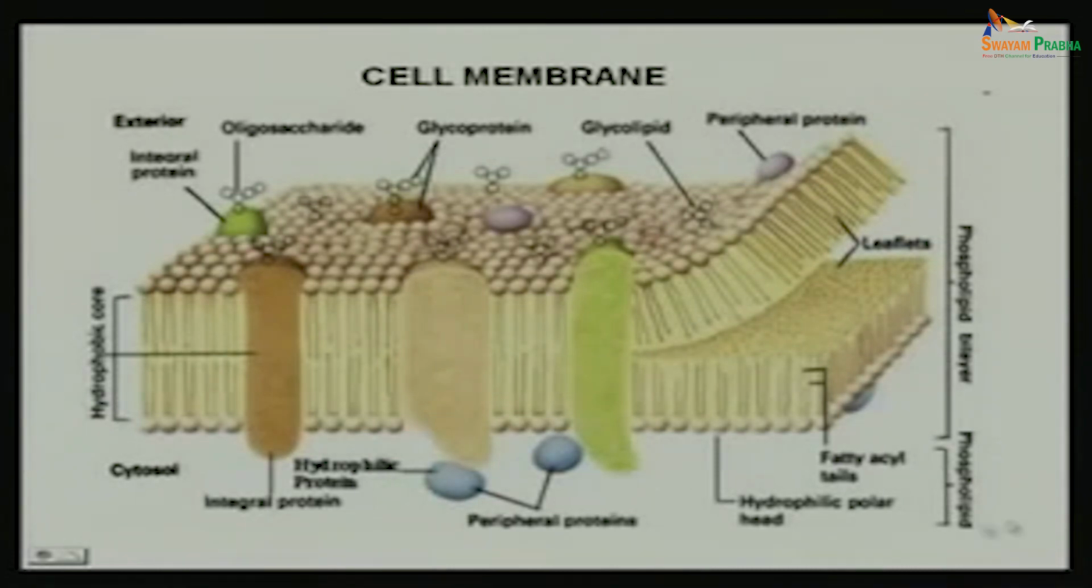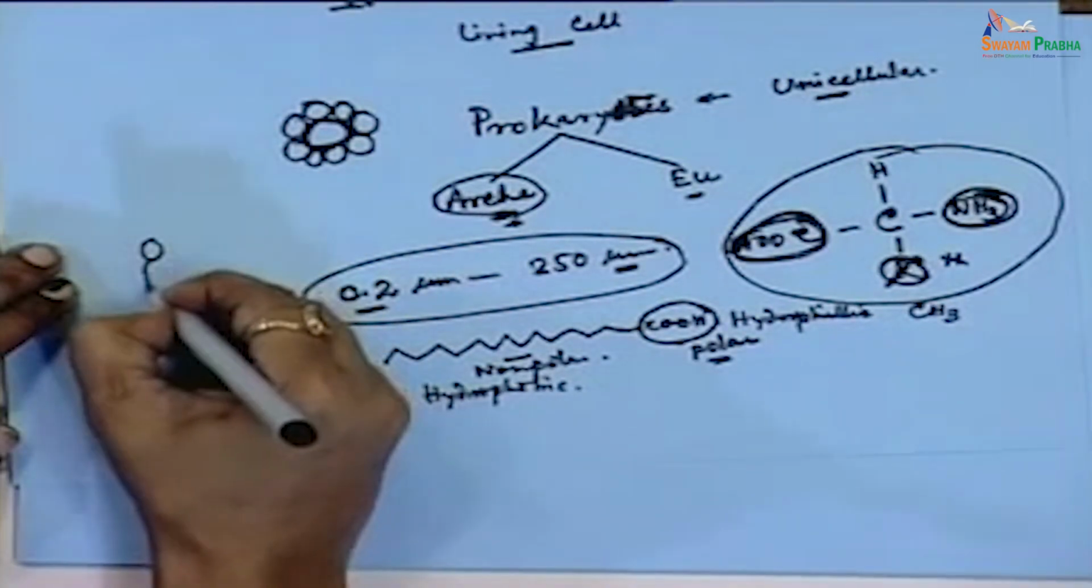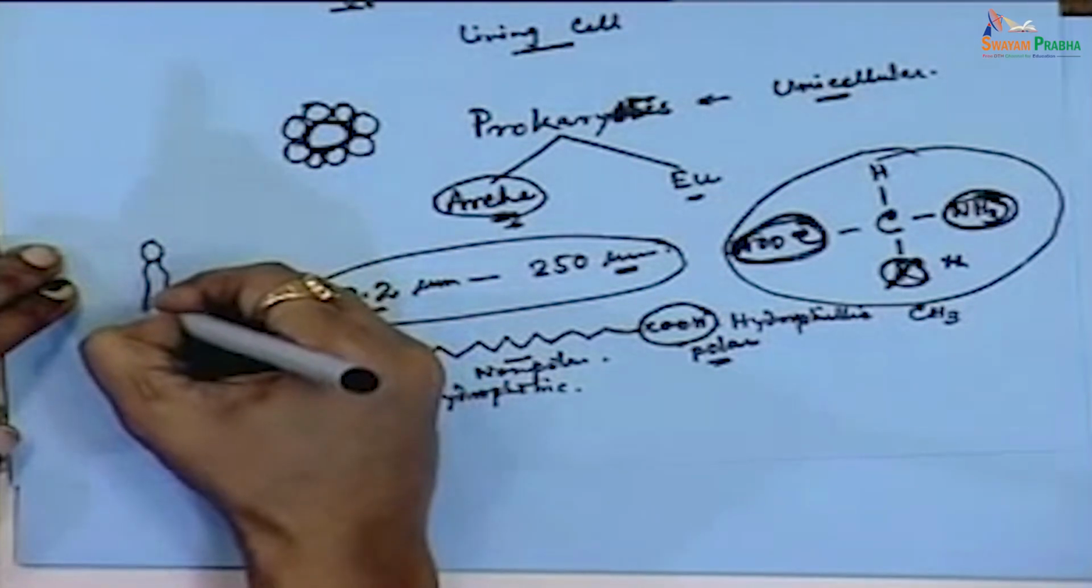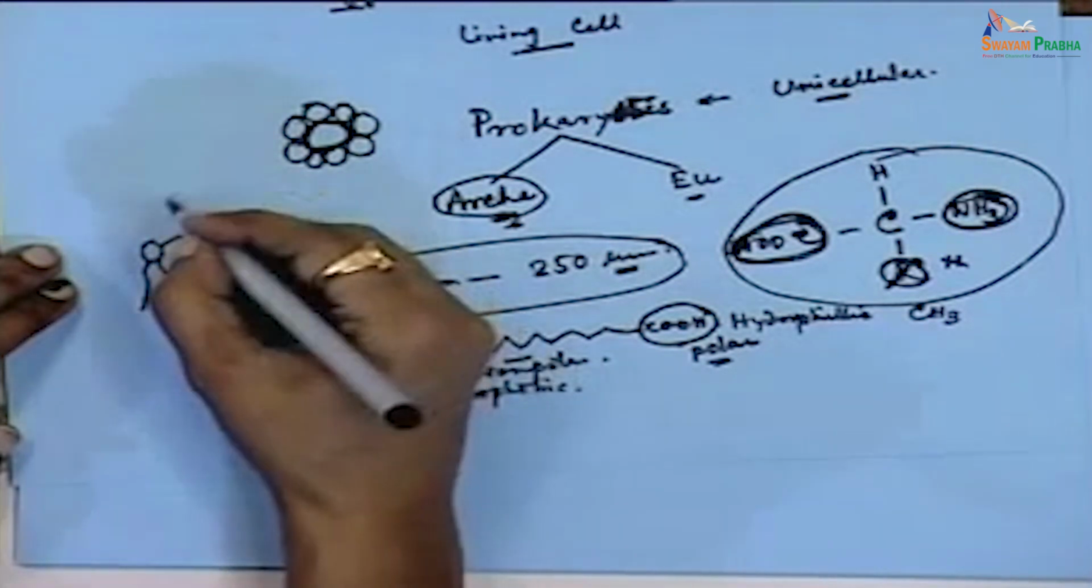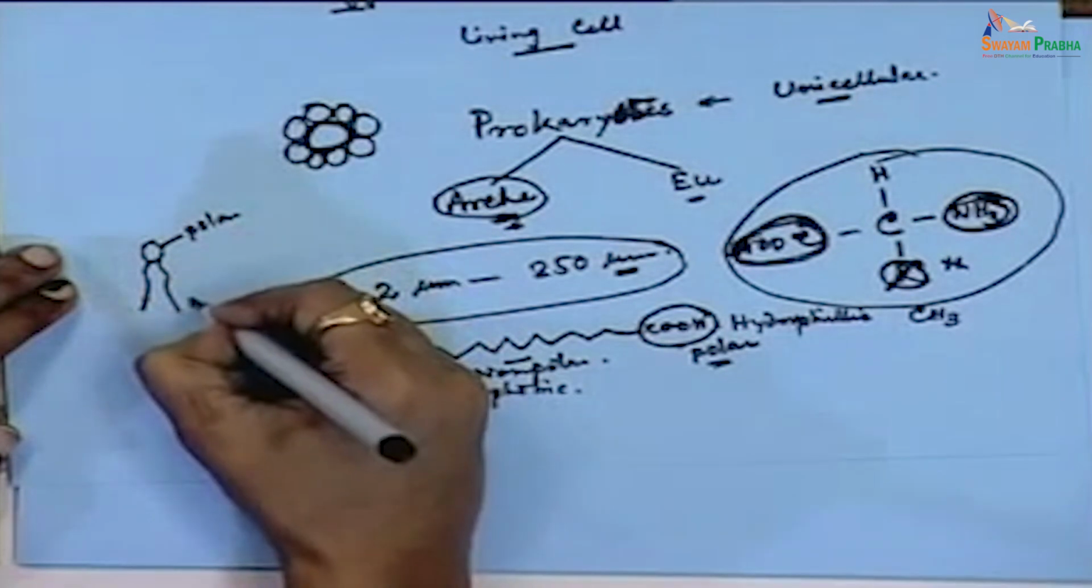And you see, this is the phospholipid layer, and phospholipid bilayers are there. Here you see the hydrophilic end of the lipid. That means, if we write the structure, it has two ends, one polar and the other non-polar.